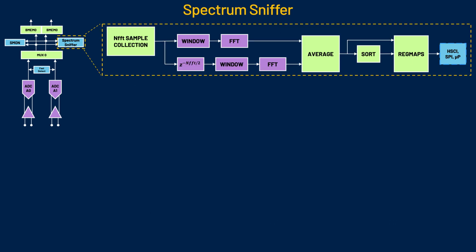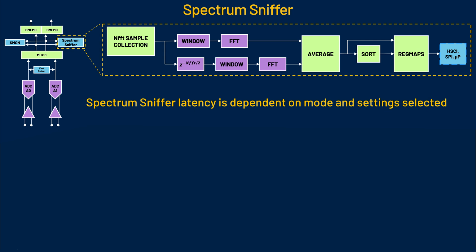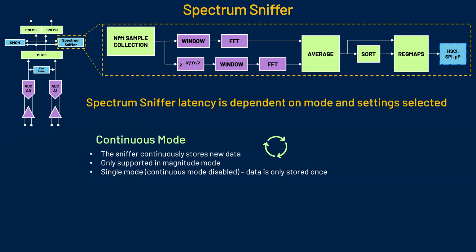Taking a closer look at the FFT sniffer, the block contains various functionalities and hardware-based data processing options. All are options which the user can choose to enable or disable. The latency of the sniffer output data is dependent on the mode and settings selected. Operate in continuous mode to constantly store new data and guarantee the latest data is stored. Continuous is only available in magnitude mode.